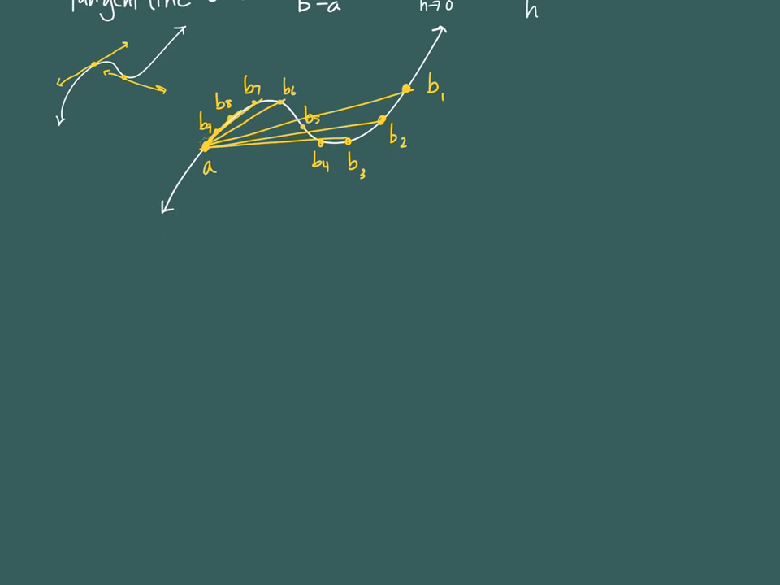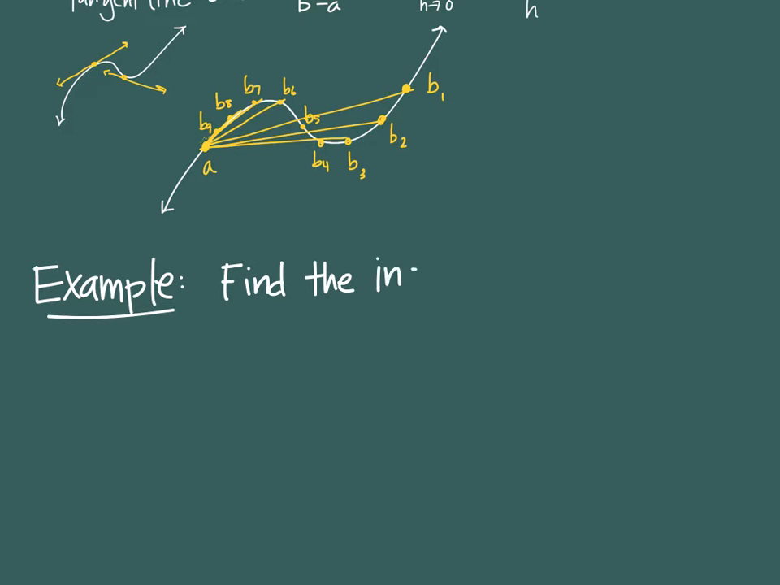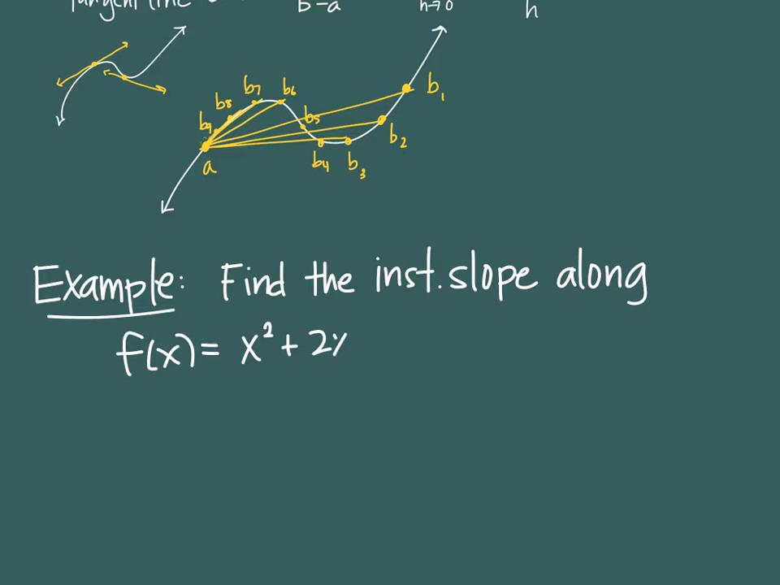And this is heavy on the algebra. If you like algebra, you'll like this. All right, find the instantaneous slope. They also use the word rate, find the instantaneous rate, and that would mean the same thing. Along the curve x squared plus 2x at the point x equals 1.